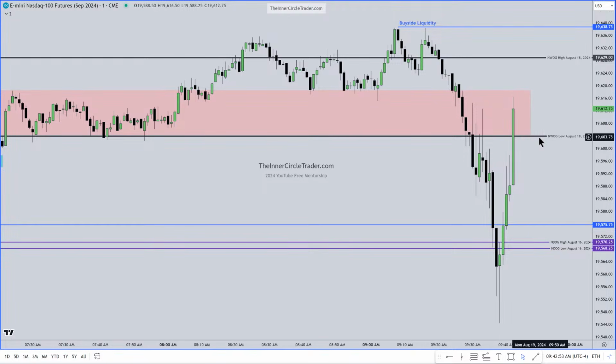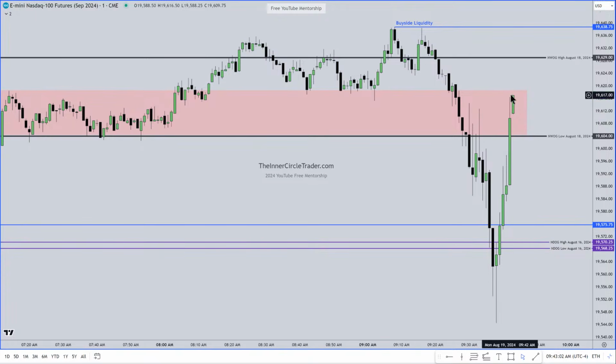So we're inside of the opening range gap. So now what we've done is we've gone just above this high here. So we've now delivered buy side a little bit more. Buy side still is inefficient until we touch the high of that.